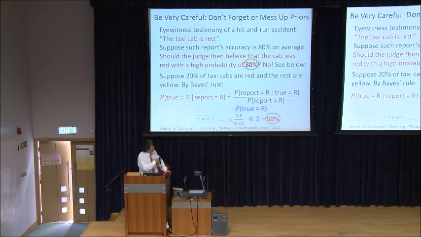The problem is the judge forgot that there's a prior here. If you put the prior in, the whole number is different. 80% becomes 50%. The prior probability that the cab is red is only 20%. Very, very small. Because judges don't know priors. Apparently in the US, a lot of courts made mistakes. They did not learn high school mathematics.